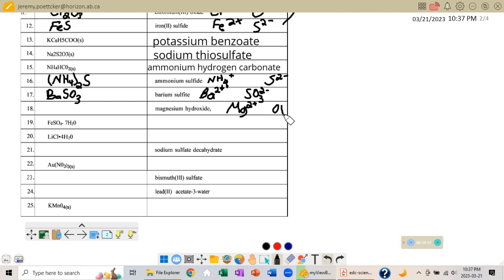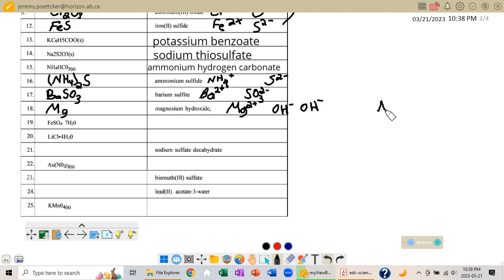And then I've got OH. Each of them has a 1-. And I look at this and go, oh, I got to have 2 of these. Right, so now I have 2 minuses. I have 2 pluses. Everything's happy. This becomes Mg. And then I got to show that there's 2 of these.